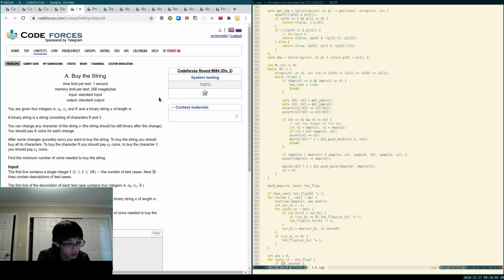Given 4 integers, n, c0, c1, h, in a binary string of length n, you can change any character of s. You pay h coins. You want to buy the string, you should buy all its characters. Find the minimum number of coins needed to buy the string. Well, one thing to observe is that every character is totally independent. The characters don't interact with each other. Each character gets changed or not changed, and you pay or don't pay. And the buying is the same.